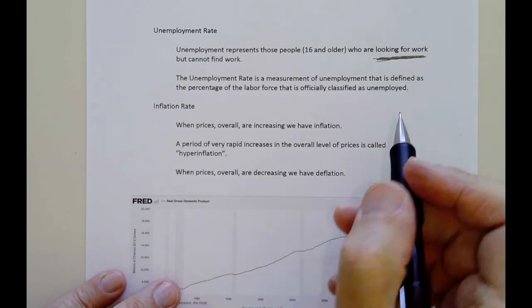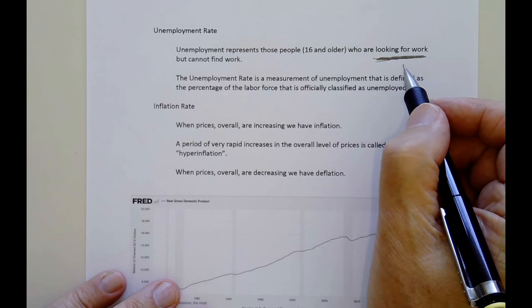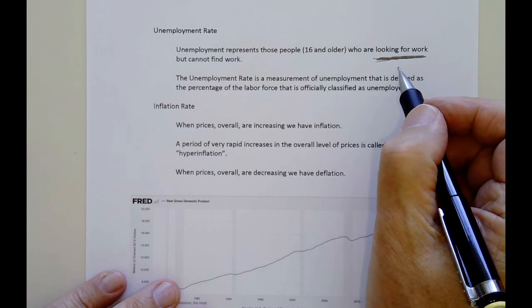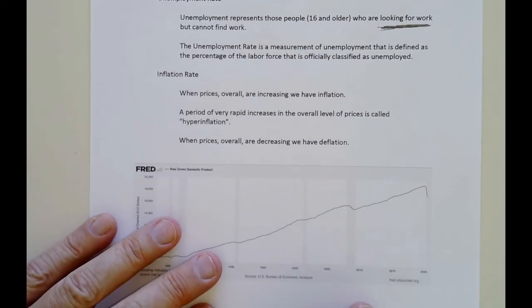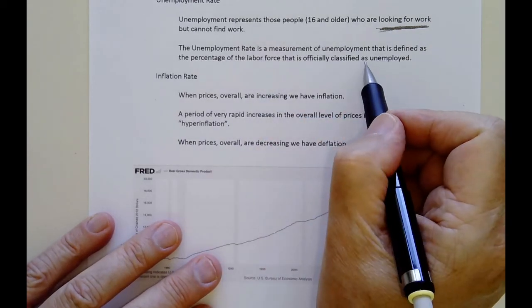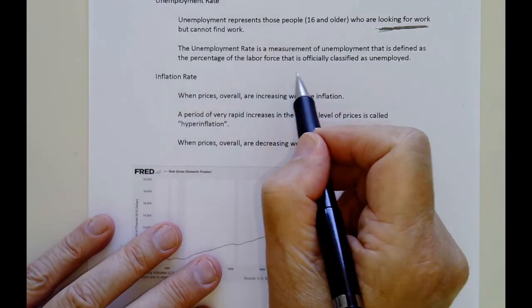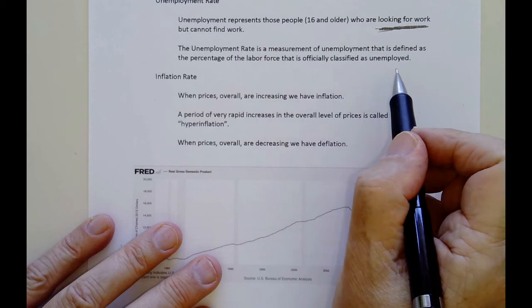Because a lot of people who are not looking for work don't get counted in the figures, and a lot of people would say that distorts things. The unemployment rate is a measurement of unemployment that is defined as the percentage of the labor force that is officially classified as unemployed.